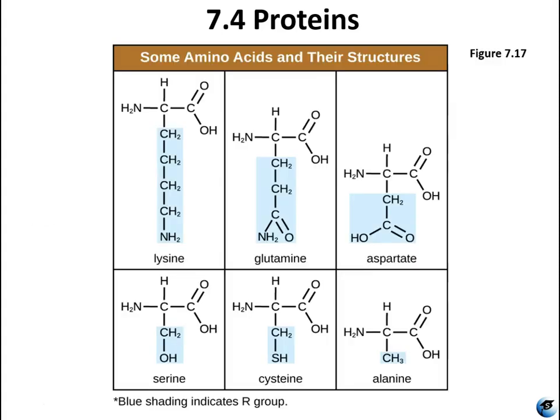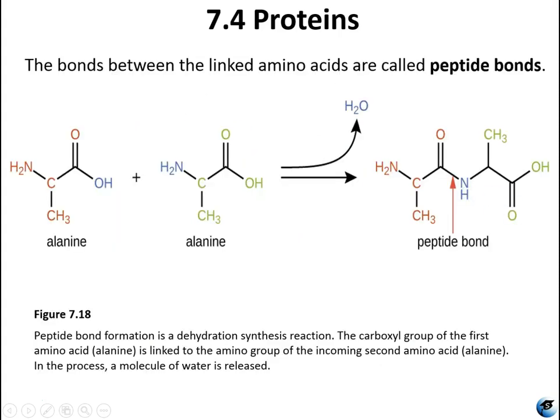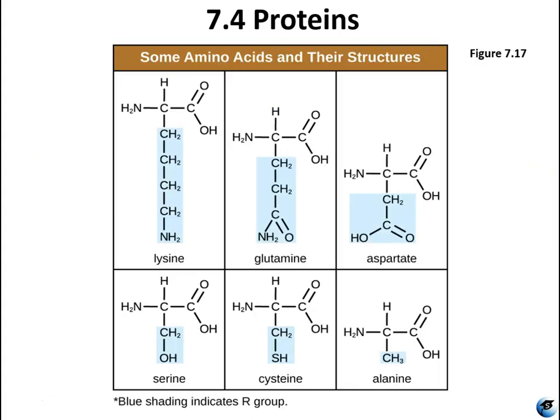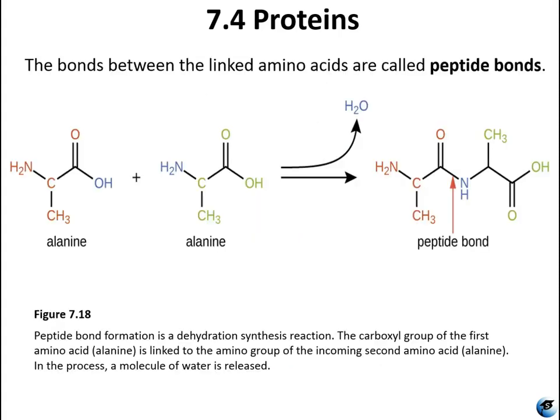Very similar. This is figure 7.17, and these are your most common amino acids: your lysine, glutamine, aspartate, serine, cysteine, alanine, right? So you will sometimes see these written as R. Check it out. If you were to cover up and delete everything that's in a blue box, what you will have is a molecule with exactly the same structure, right? It's the stuff in the blue box, what they call the R group, that gives these different amino acids their different properties. And then, of course, the bonds between different amino acids that are linked are peptide bonds.